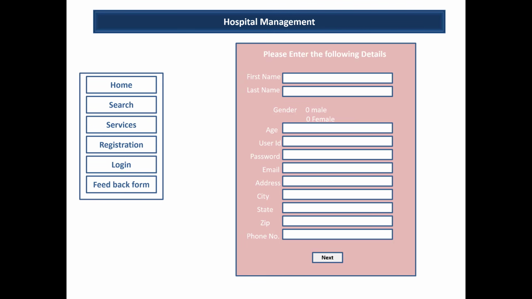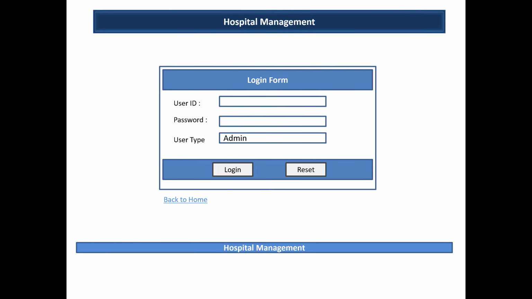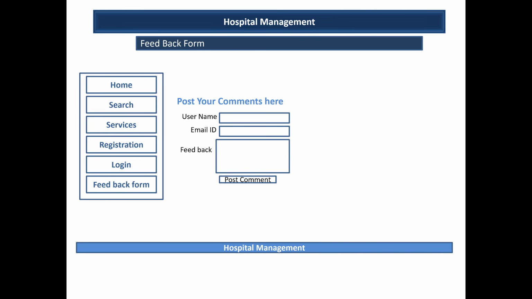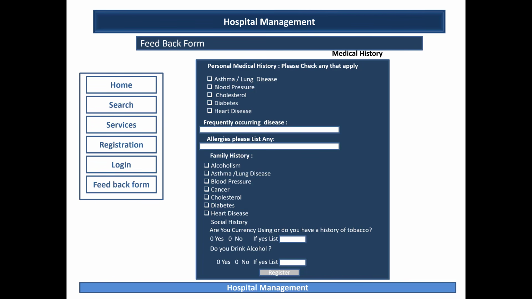In the hospital management system, as a patient you have to sign in or register in the form, where there are text boxes and radio buttons. This is the login form, and here we have a user type, that is admin. If it is a doctor then it is the same login form, and if it is a patient then it is also the simple login form. This is the feedback form for the patients. Post your comment here with user ID, email ID, and the feedback.